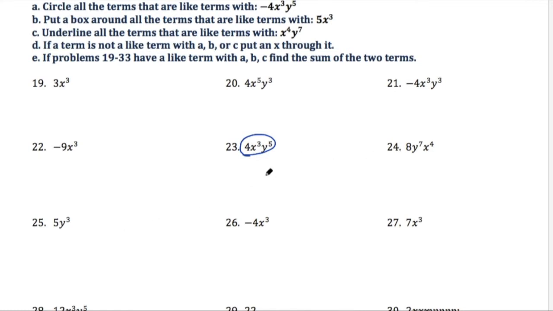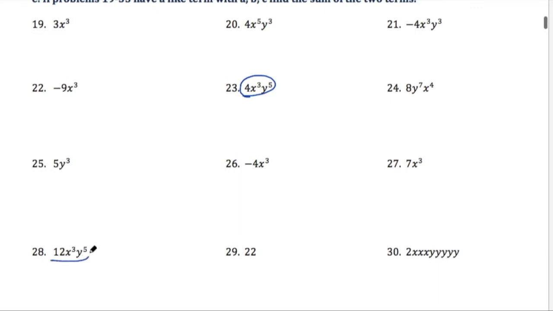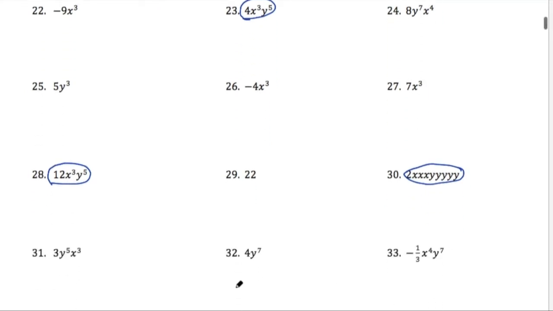In number 28, that's also x to the 3rd, y to the 5th. Looking at number 30, that's x times x times x, y times y times y times y times y. Well, that really is 3 x's and 5 y's, so that one actually is a like term. All right, what about this one here? Y to the 5th, x to the 3rd. Well, it still has x to the 3rd and y to the 5th, even though they're written in a different order. So that one works.